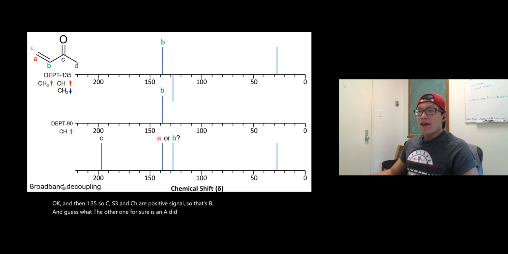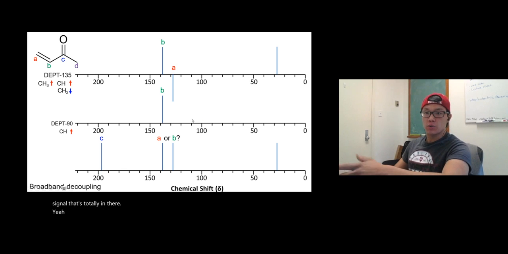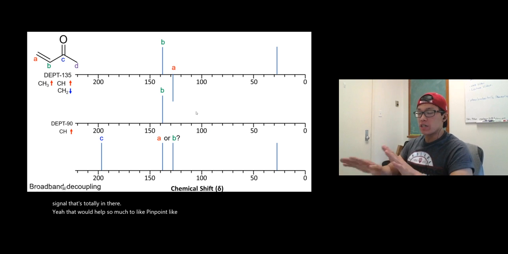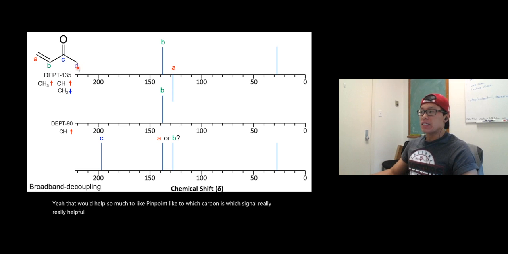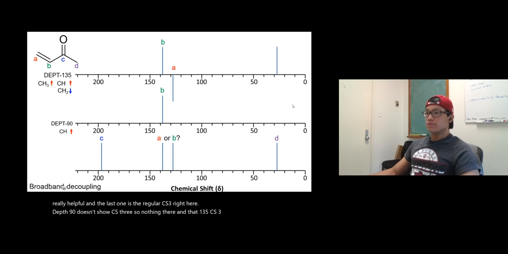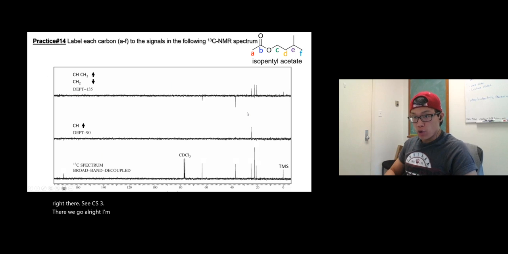And guess what? The other one for sure is A. Why? A is a CH2. CH2 in DEPT 90 doesn't show up, nothing there, and in DEPT 135, CH2 is a negative signal. That's totally A. DEPT helps so much to pinpoint which carbon is which signal. Really helpful. And the last one is the regular CH3 right here. DEPT 90 doesn't show CH3, so nothing there, and in DEPT 135, CH3 is a positive signal right there. CH3, there we go.